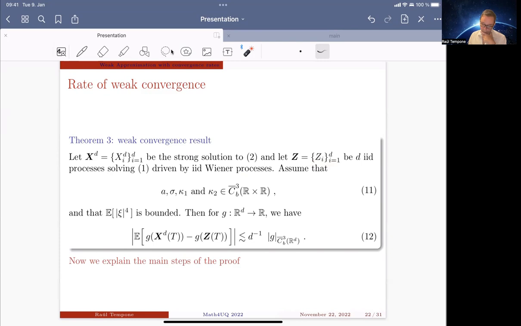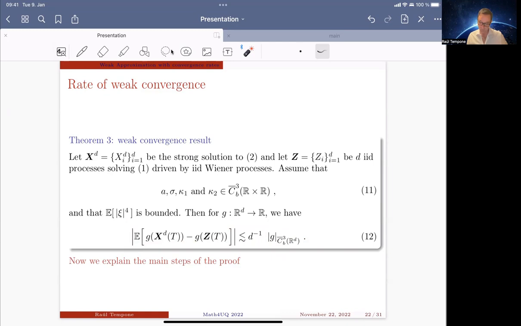So what do we say here? We say that if you consider now a function G that depends on the whole X^D evaluated at final time, and you subtract this from the same function G, but now evaluated at the solution of McKean-Vlasov copied D times using the same noises as I use for this X^D. Well, this difference is going to be bounded by D to the minus one, D being the size of the system that I'm using here, times the sum of derivatives of G up to order three.